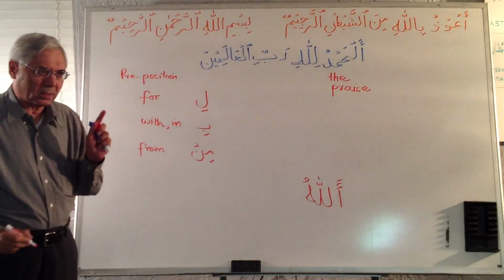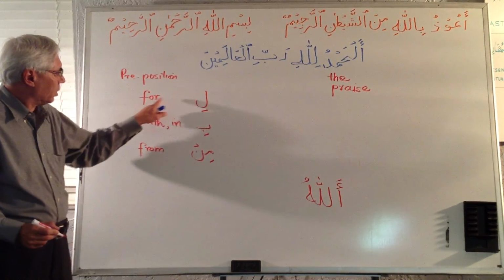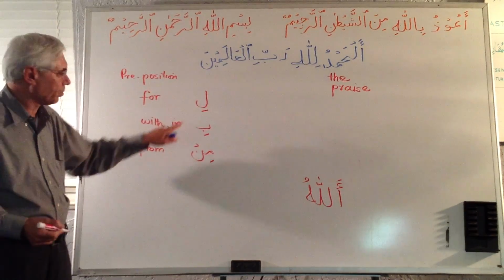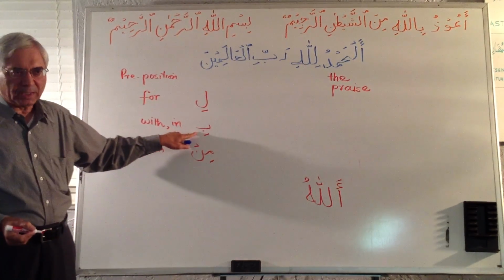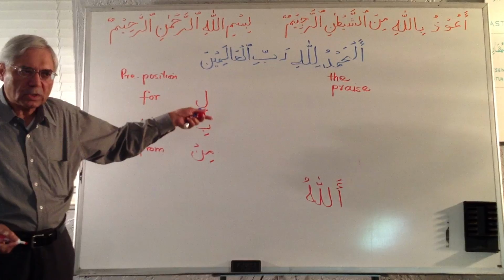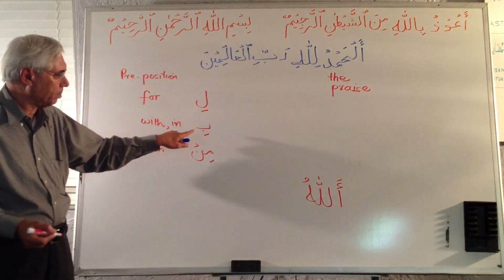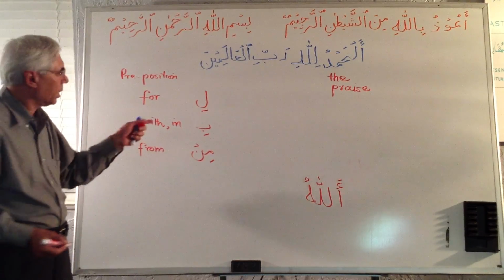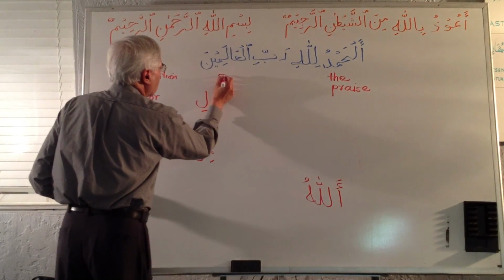And in Arabic, li means "for," lam with a kasra: li. Bi means "with." And we use these words all the time. Bismillah, bi. Min Allah, "from Allah." Okay? So these are called harf-e-jar.